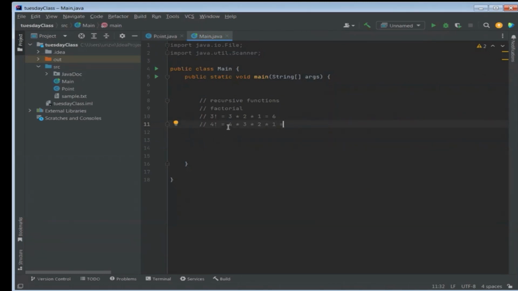So 4 factorial is 4 times 3 is 12. 12 times 2 is 24. 24 times 1 is 24. So the 4 factorial is 24. So we're going to write a function that would calculate this for us.